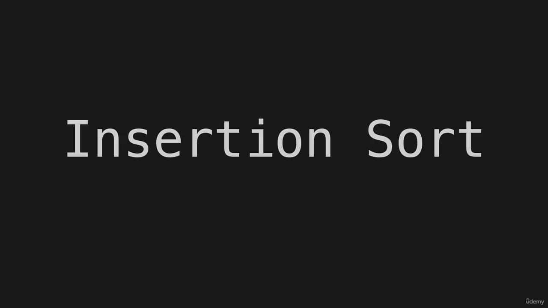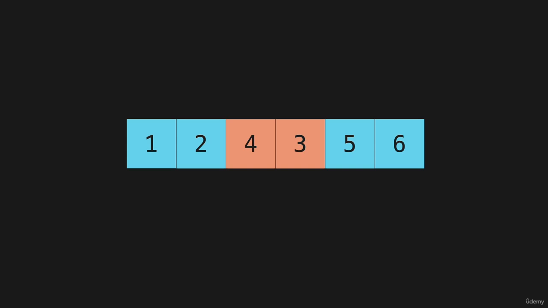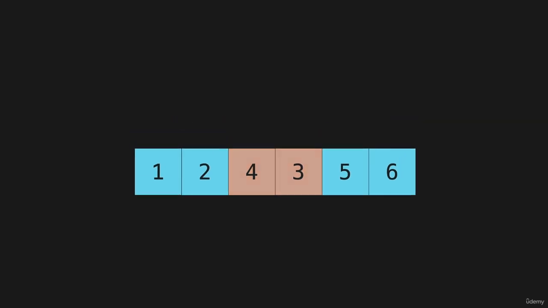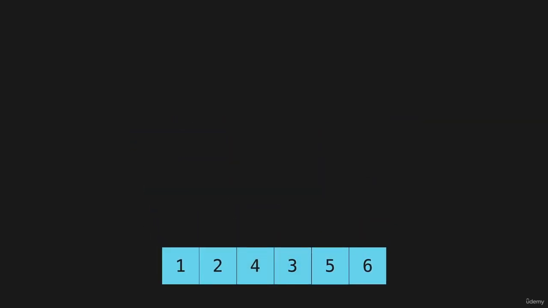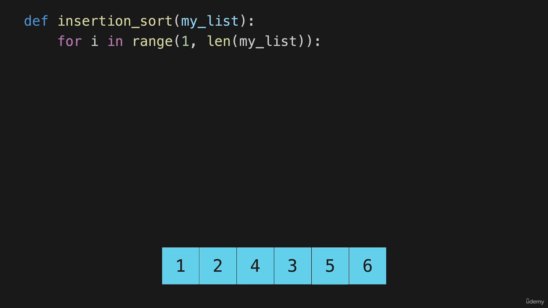Okay, now let's code insertion sort. We'll pick up where we left off in the last video with this list. I'll shrink this down here and we'll start writing our function. So we'll say insertion sort, we pass it this list, and we'll start out with this for loop.